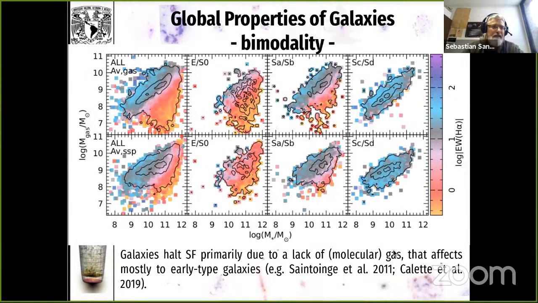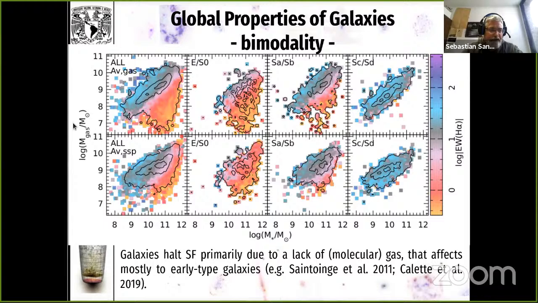More recently, there were some explorations on why galaxies halt this star formation. What is the major driver? Is it a question of efficiency, or is it a question of lack of gas? If it is a lack of gas, which kind of gas is missing? Is it atomic or molecular gas? At least for molecular gas, we know that those galaxies that are not actually forming stars have a much lower fraction of molecular gas for their stellar mass content.